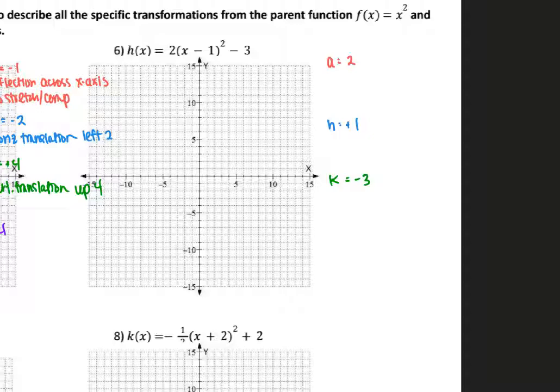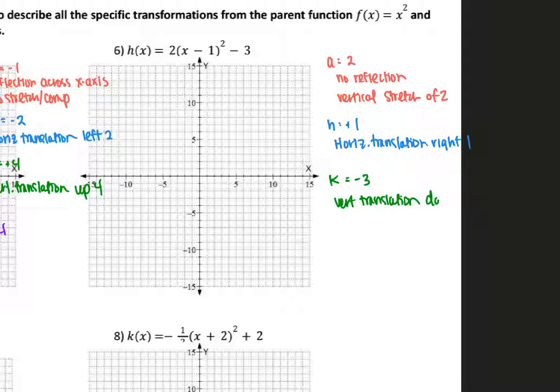And then let's describe the transformations. So since A is positive, that means there's going to be no reflection from our parent function. And then since A is 2, that means there's going to be a vertical stretch of 2, which means our parabola is going to be more narrow than the parent function. So H is 1, which means we have a horizontal translation. It's positive, so we're going to go to the right 1. And then since K is negative, that means there's a vertical translation down 3.